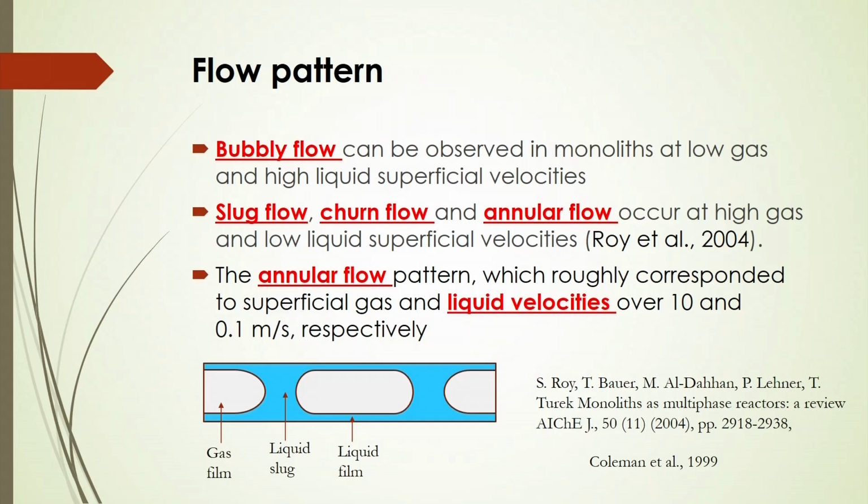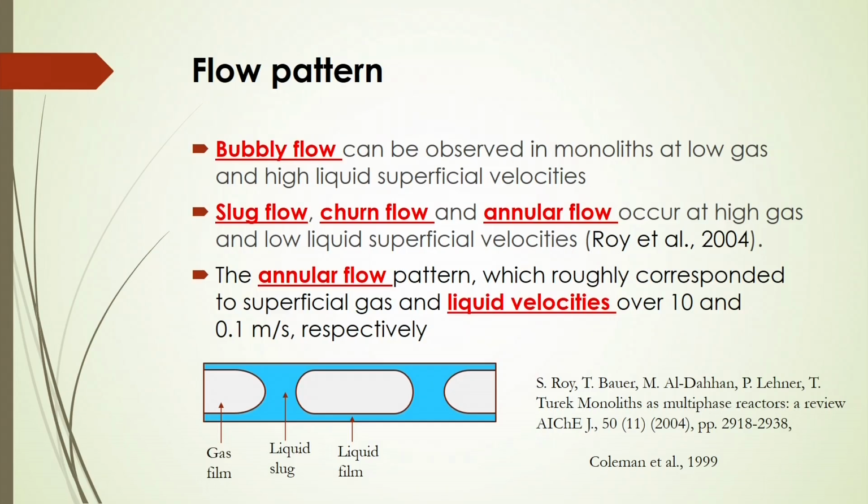As per Roy et al. in 2004, they published their experimental work and observations for the flow pattern study in monolithic structures. Also the annular flow pattern, which roughly corresponds to superficial gas and liquid velocities over 10 and 0.1 meter per second respectively, was observed by Coleman et al. in 1999, reported in the review paper published by Roy et al. in 2004.